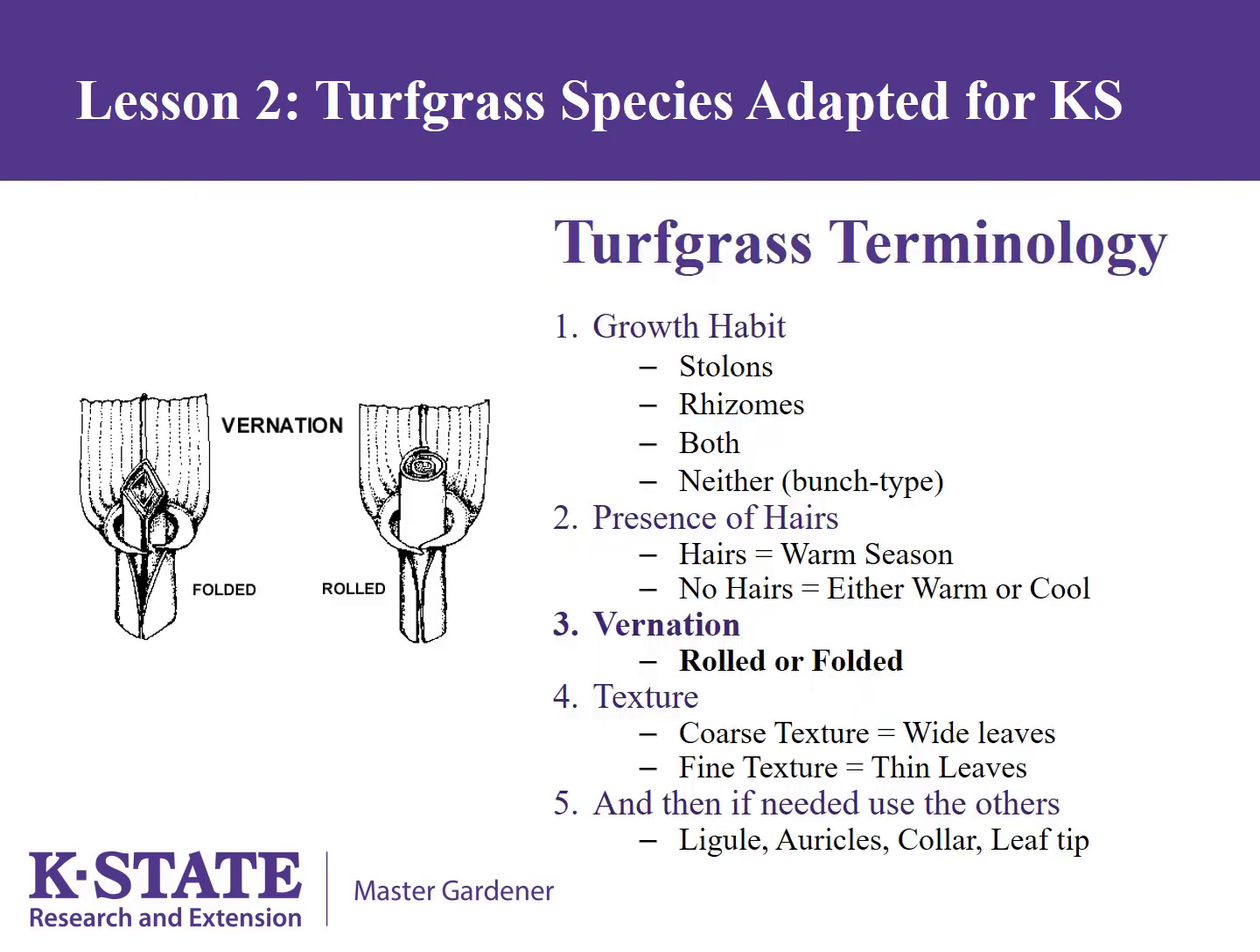and rhizomes. The next terminology we'd like to cover is called vernation. Vernation, there's two different types. It's either rolled or folded, and it's the way the leaf orients around the stem. I like to think about it kind of as like your collar, or your neck in your collar. You can have a folded neck, or you can have a rolled neck. Here you can see some sketches: folded, where that stem is more of a square or flat folded area, or the stem is more of a rolled type.